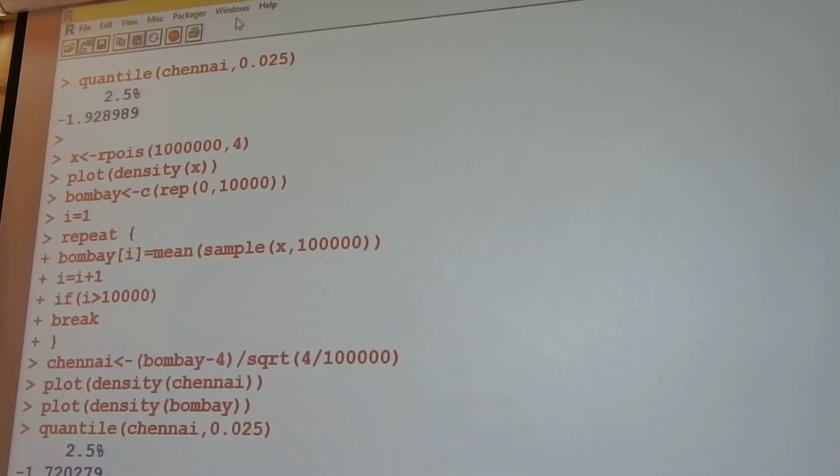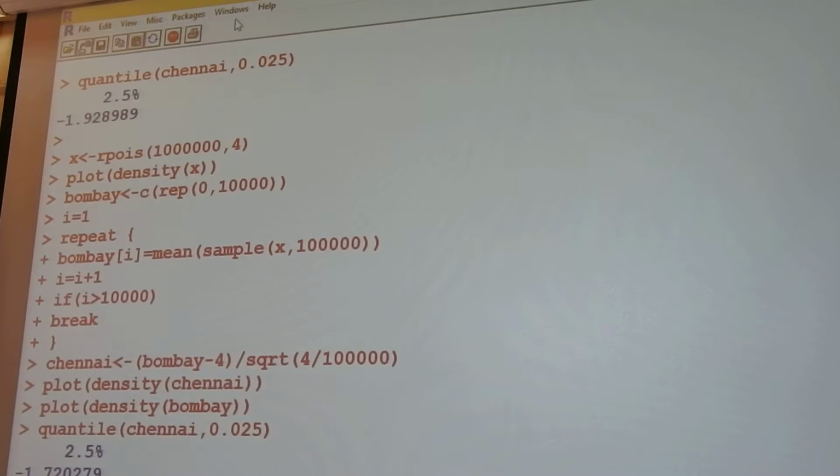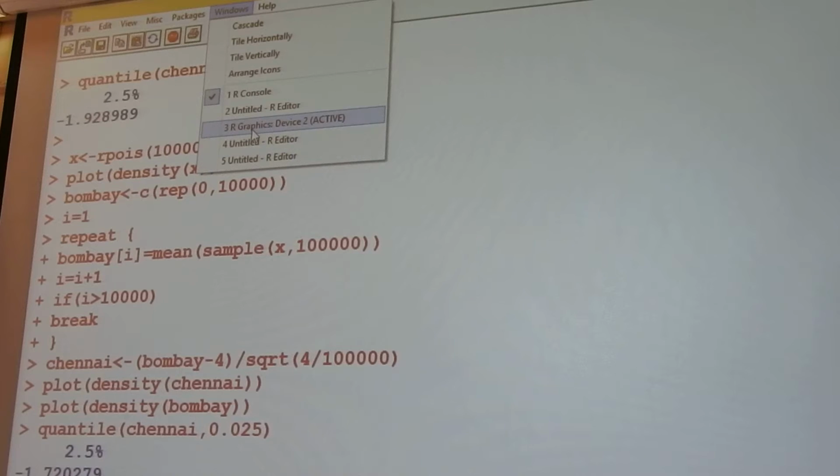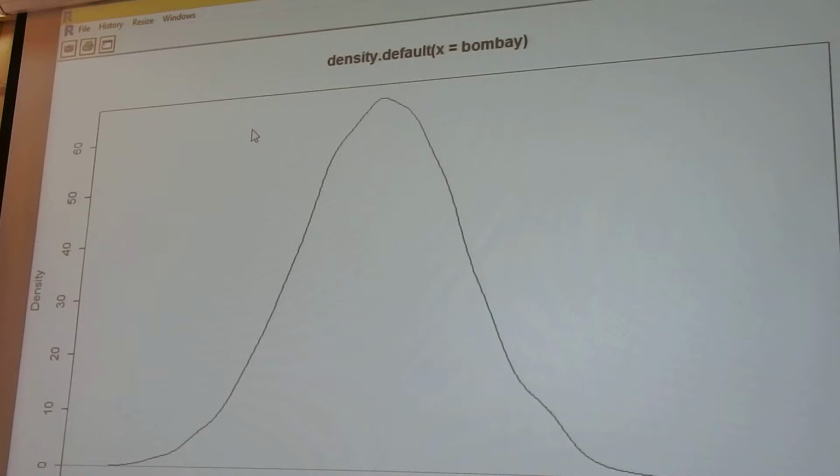A normally distributed random variable minus its mean divided by the standard deviation gives N(0,1). Right? Okay. Yes, so this is the distribution.